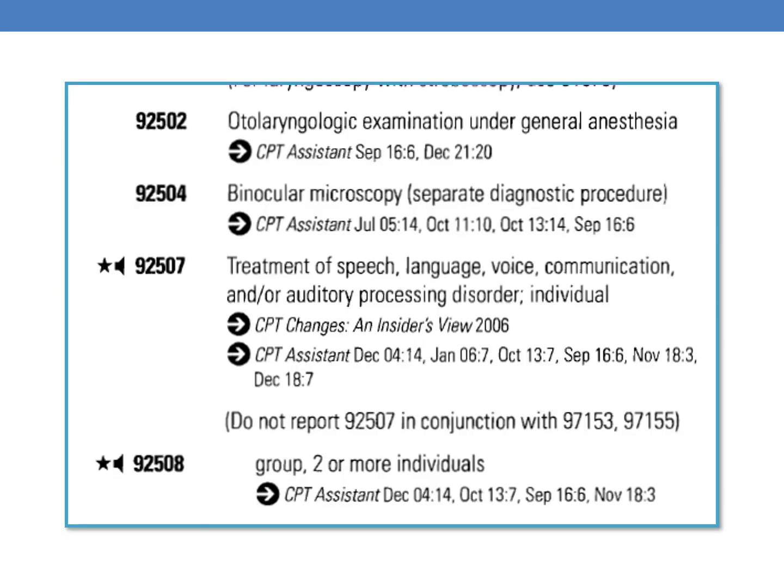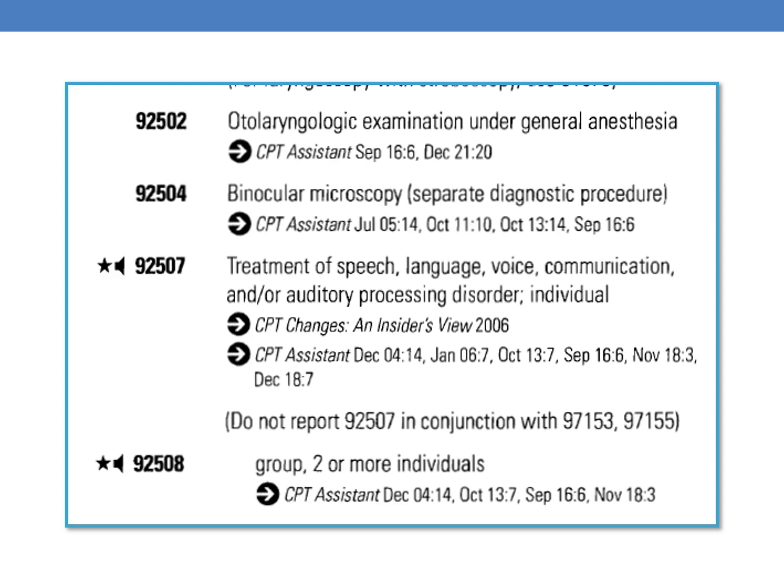Now let us take a look at the respective CPTs. The first CPT is 92502. It includes otolaryngologic examination under general anesthesia. The next CPT is 92504. It includes binocular microscopy. The next is 92507.